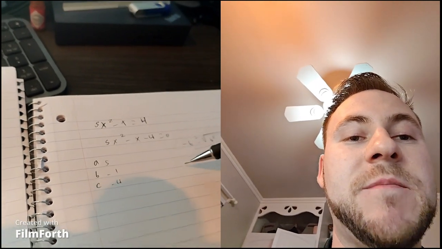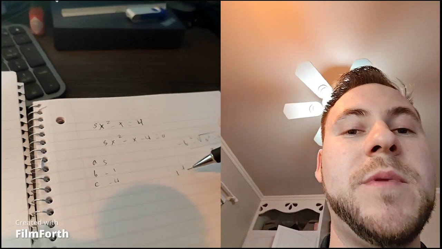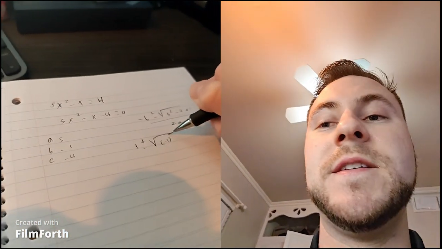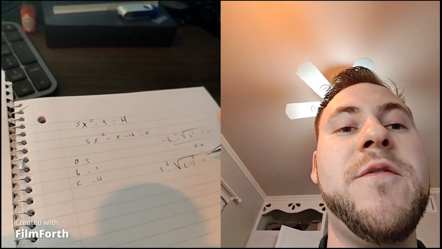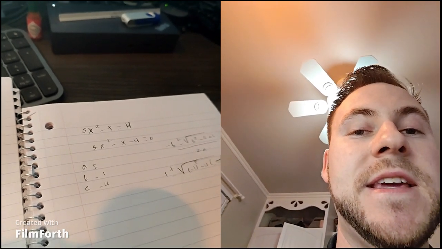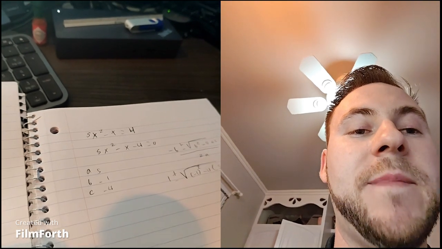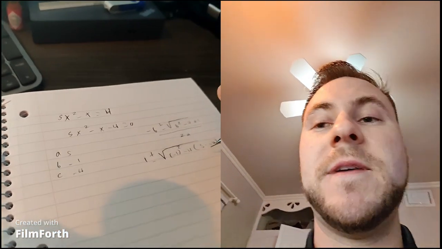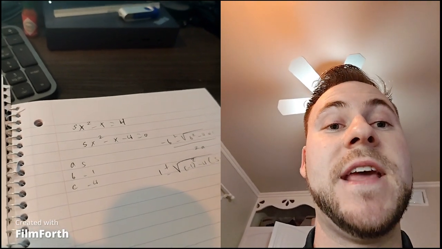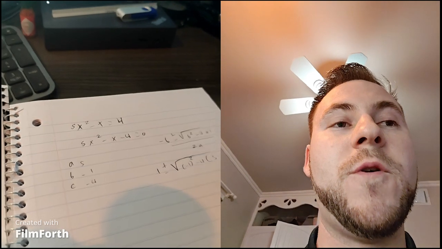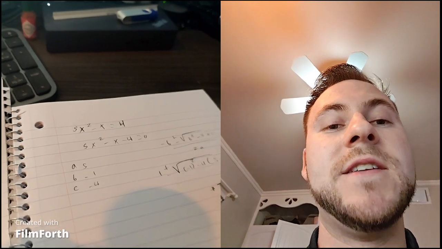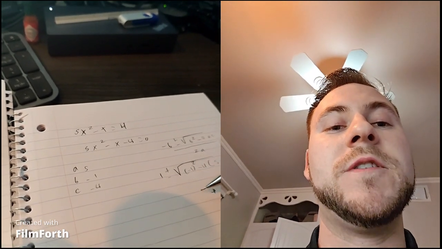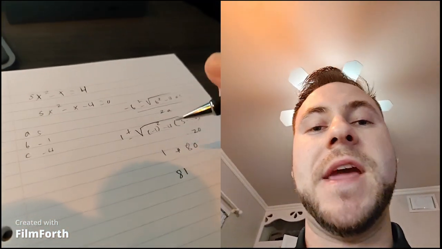So I plugged it in. First I'll do the b, and so that's going to become a positive 1 plus or minus the square root of, it's going to be negative 1 squared, and it's going to be negative 4 times a and c, and a is 5, which is going to be multiplied by negative 4. 5 times negative 4 is 20, and that's negative 20. Negative 20 times negative 4 is positive 80, and I'm going to add that to negative 1 squared, which is 1. So in total I get 81.